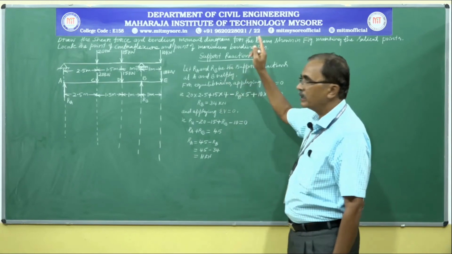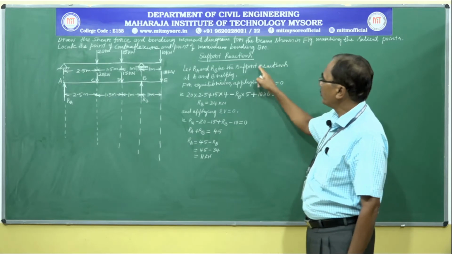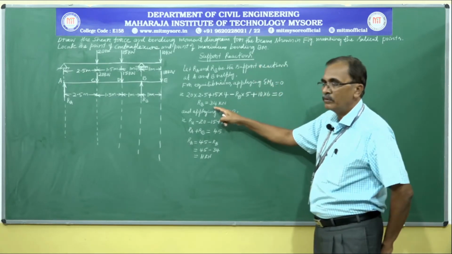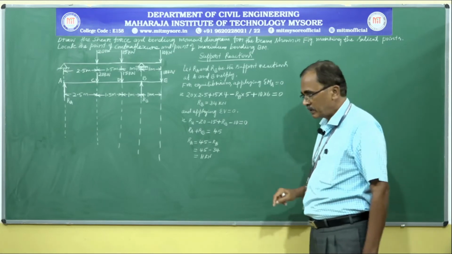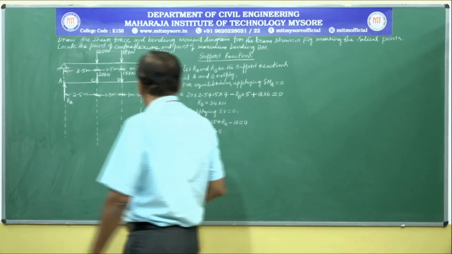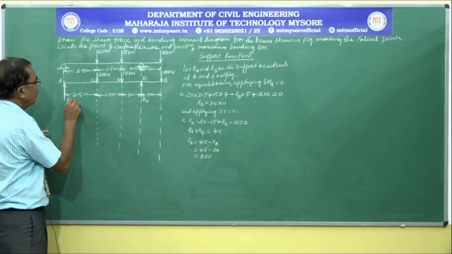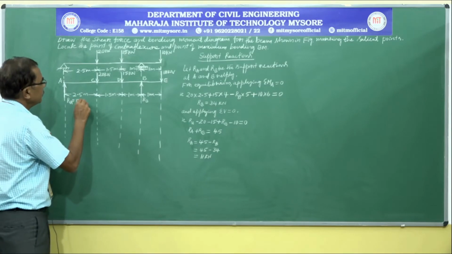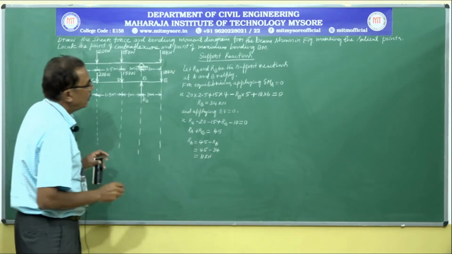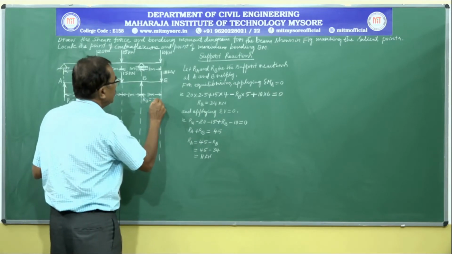So, by ignoring the horizontal force equilibrium condition, we directly apply the moment equilibrium condition and we get one value. If you apply the vertical force equilibrium condition, you will get another value. Let us locate these reactions on the loading diagram. RA is equal to 11 kilonewton and RB is equal to 34 kilonewton.